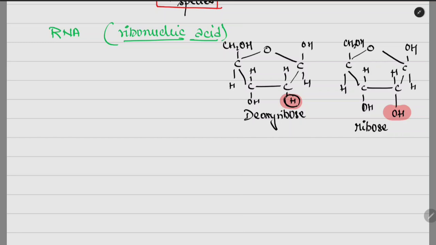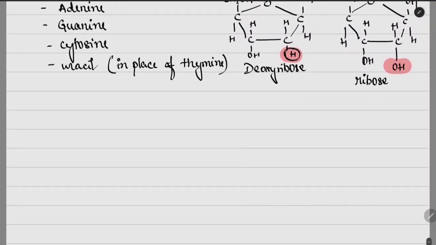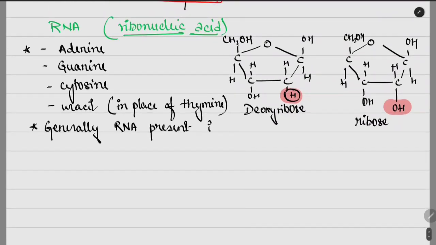Now, RNA mainly has 4 nitrogenous bases: adenine, guanine, cytosine, and in place of thymine it is uracil. Generally RNA is present in a single strand. Unlike DNA, which has a double strand, RNA is generally present in a single strand.